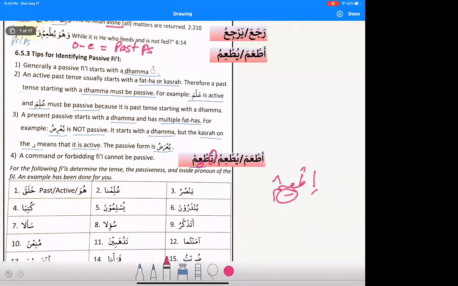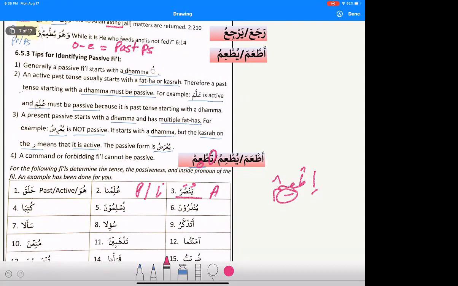Now for the following fails, determine the tense, passive or active, and the pronoun inside the fail. So yansuru, what do you think about yansuru? You didn't hear u sound or a sound, so that is active. And what would be the passive form? That would be yunsaru. Okay, then ulimna, u and i sound, so that is our passive. And what is the naib fail inside? Nahnu, na.